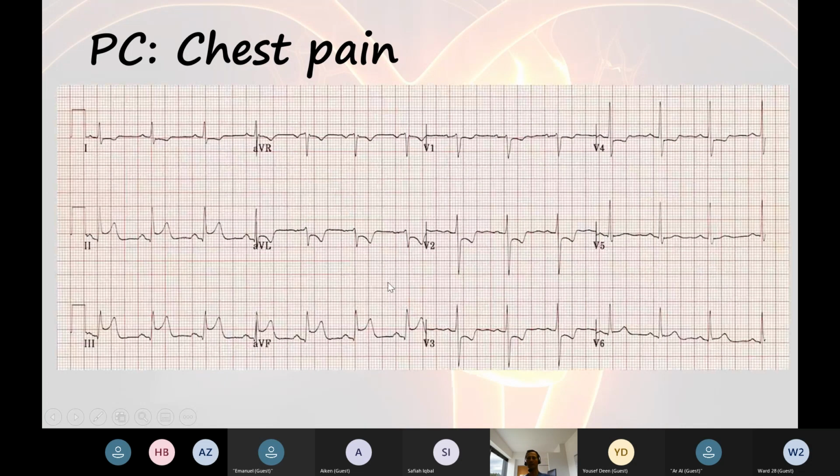So let's have a quick look through some ECGs. Does anybody want to interpret that ECG for me?